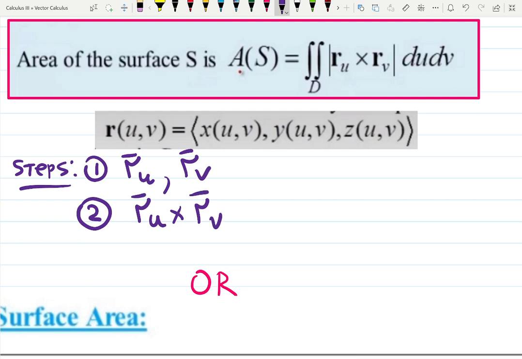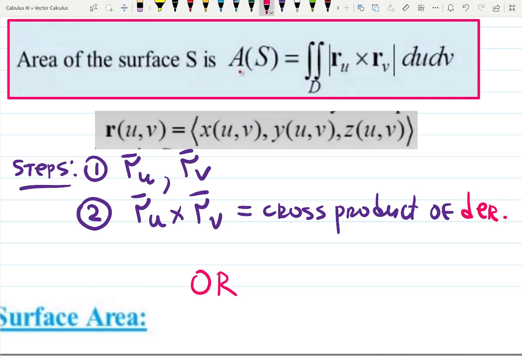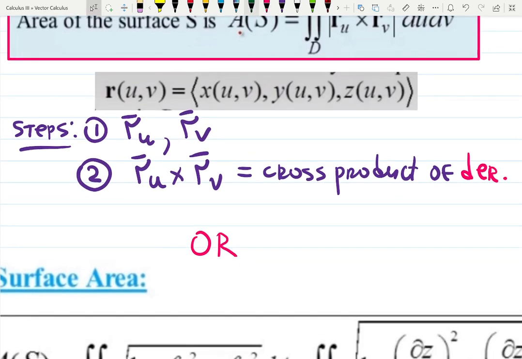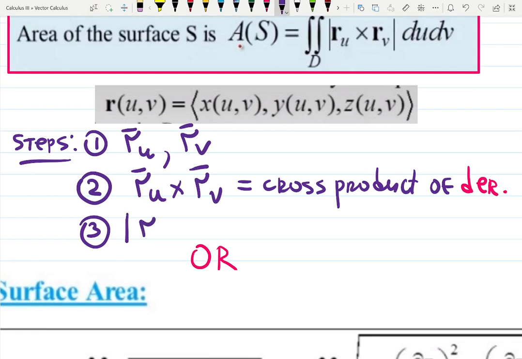Remember, that's going to be a vector, right? That is the cross product. But of what? Of derivatives. That's going to be an important thing to remember so you don't mess up. It'll be upsetting if you calculate the whole cross product and then you use the original R. You have to have R with respect to U, R with respect to V. And the third one, you find the magnitude of that. Find the magnitude of R_U cross R_V, and you know what it is. It's a square root. Do you remember square root of what?